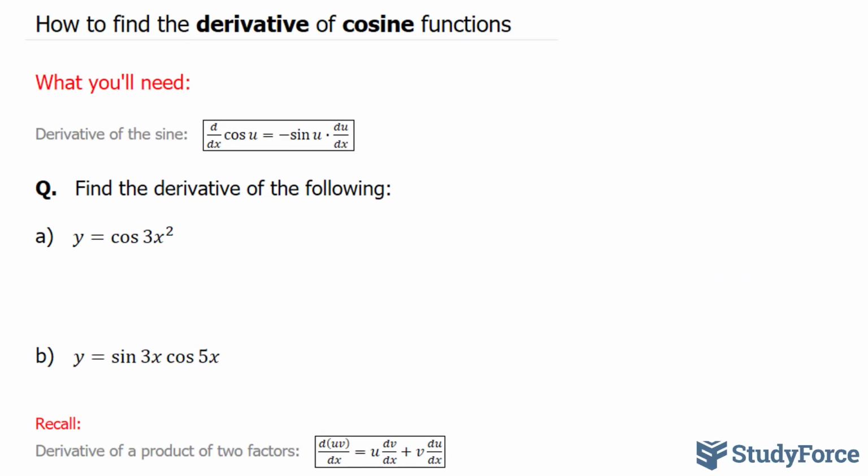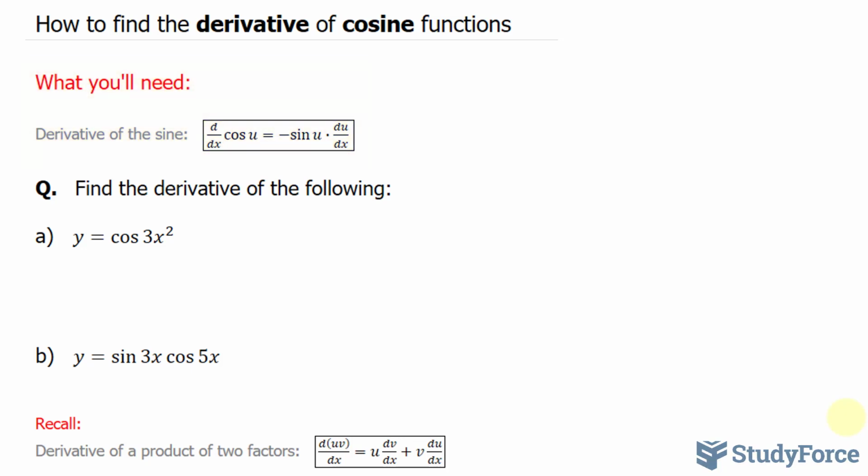In this lesson, I'll show you 3 examples on how to find the derivative of cosine functions. The derivative to all cosine functions can be summarized here, where the derivative of cosine u, where u represents an algebraic expression, is equal to negative sine of that algebraic expression times the derivative of u with respect to x.